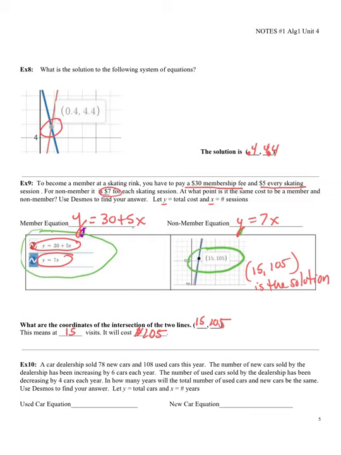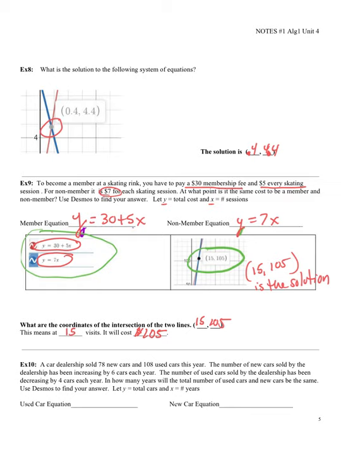Example 10, a car dealership sold 78 new cars and 108 used cars this year. The number of new cars sold by the dealership has been increasing by 6 cars each year. The number of used cars sold by the dealership has been decreasing by 4 cars each year. In how many years will the total number of used cars and new cars be the same?